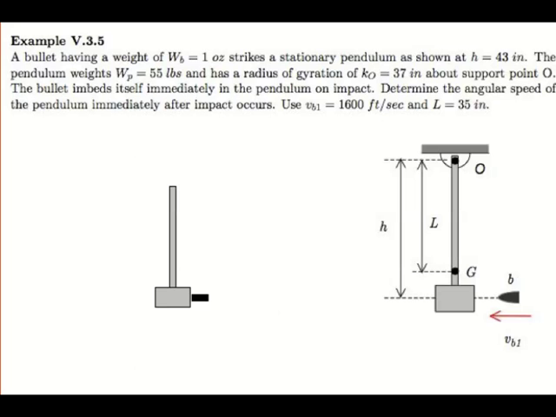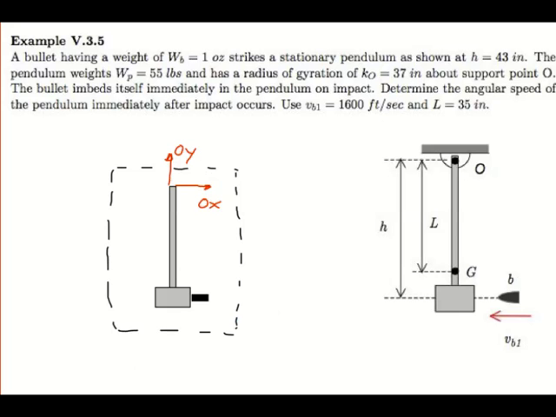the left. It strikes the pendulum at a distance h from O, and what we want to do is determine the angular speed of the pendulum immediately after impact occurs. We want to make our system large. So what I'm going to do is draw an FBD as shown here, which includes both the pendulum and the bullet. The forces that are acting here are Ox and Oy.